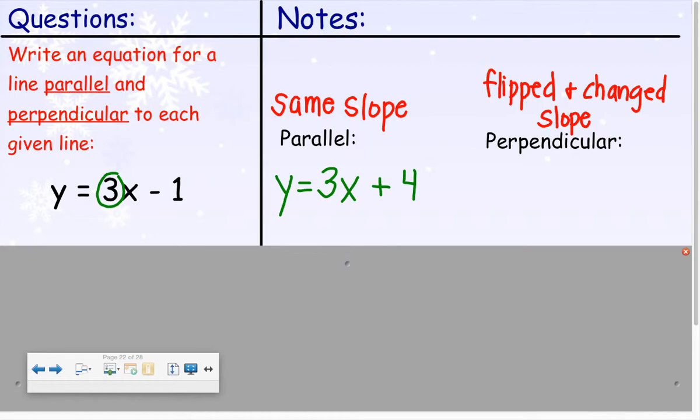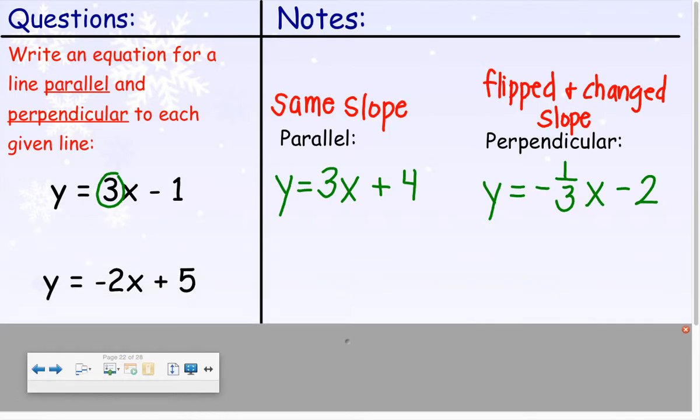All right, perpendicular. So I need to take 3, my slope, and flip and change it. 3 flipped and changed is negative 1/3. So my slope has to be negative 1/3. And for perpendicular, I can pick any y-intercept I want. Perpendicular lines can have the same y-intercept. Let's just choose a different one, just because. But perpendicular lines can have the same y-intercept.